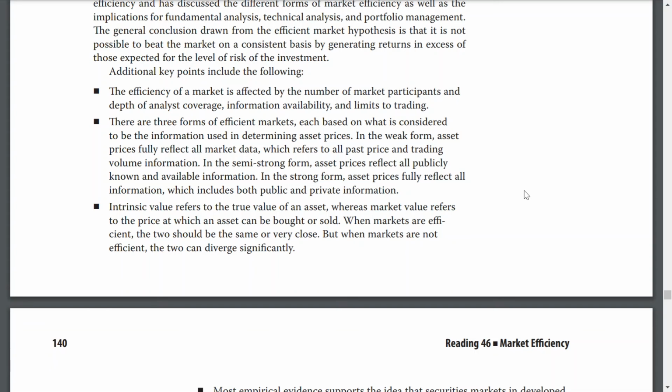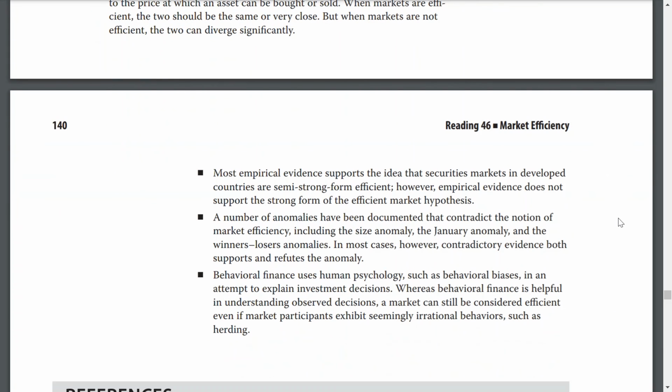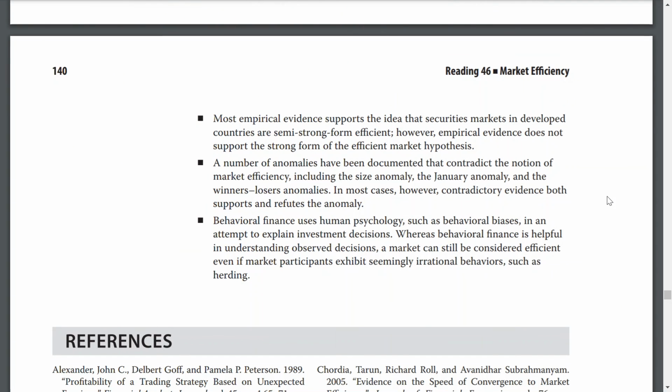Intrinsic value refers to the true value of an asset, whereas market value refers to the price at which an asset can be bought or sold. When markets are efficient, the two should be the same or very close, but when markets are not efficient, the two can diverge significantly. Most empirical evidence supports the idea that securities markets in developed countries are semi-strong form efficient. However, empirical evidence does not support the strong form of the efficient market hypothesis.